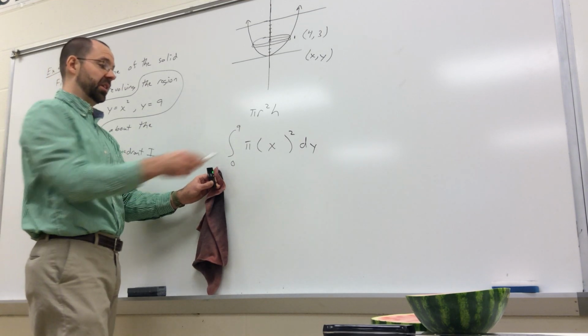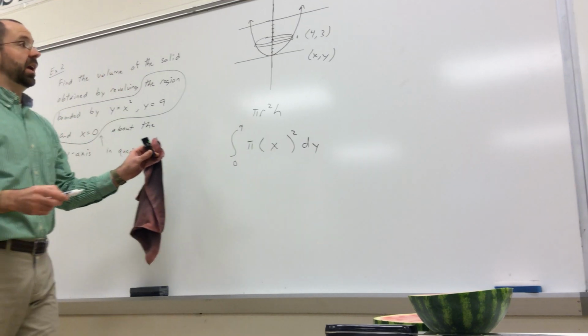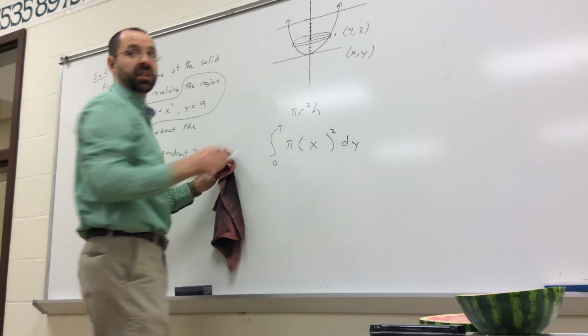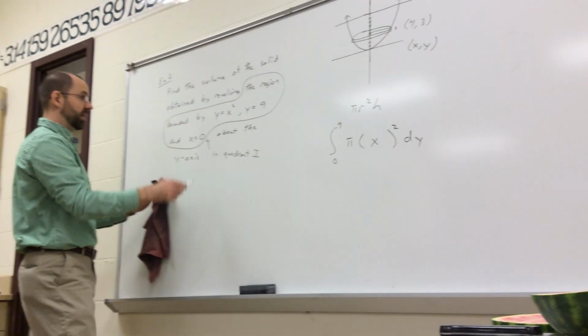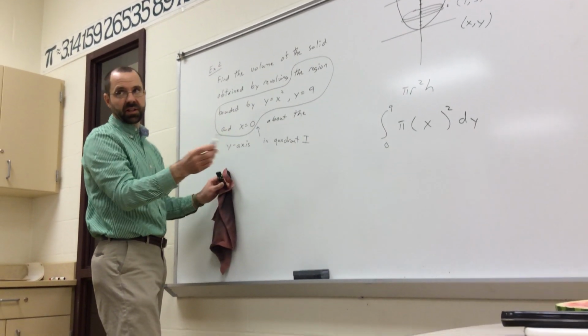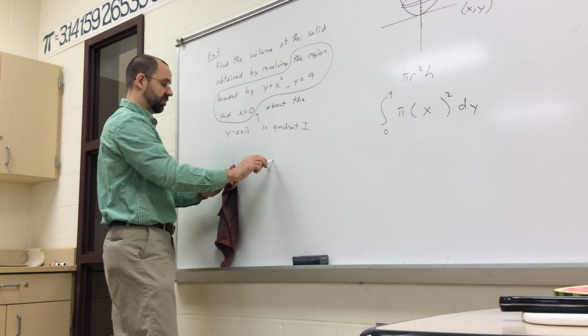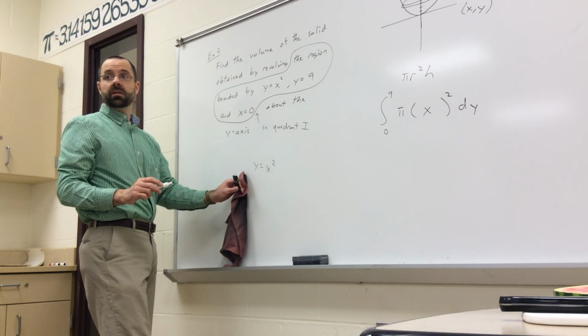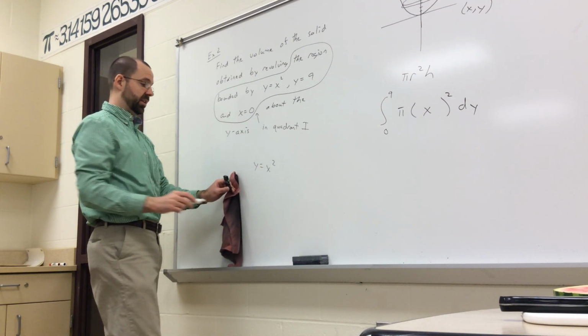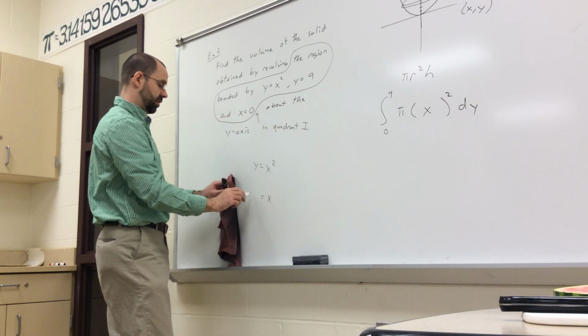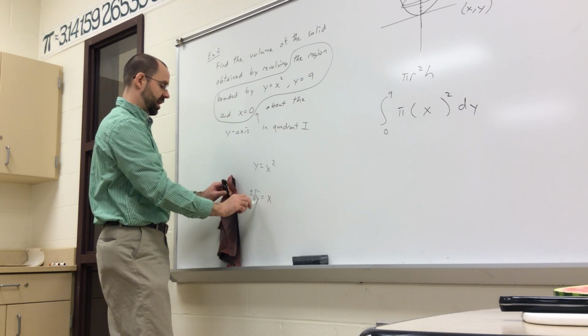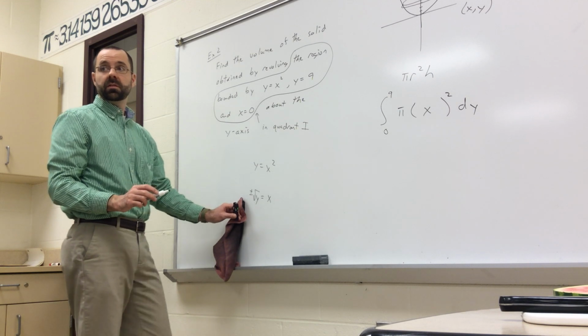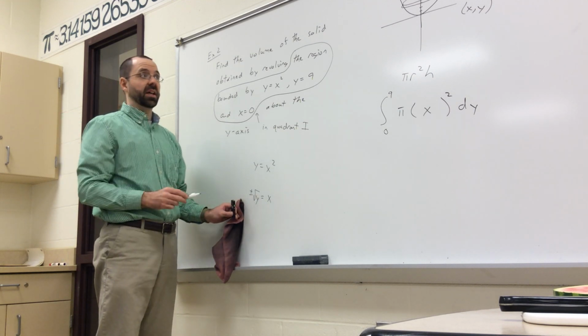So we need a formula that'll give us x. And it's on this curve, y equals x cubed. So sorry, not y equals x cubed, that was the last problem. It's on the curve y equals x squared. So I need to solve this for x. X equals the positive and the negative square root of y.